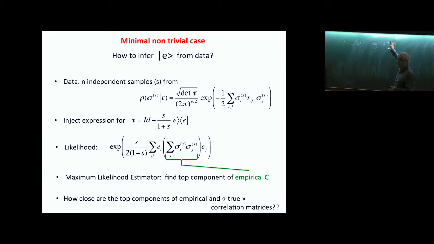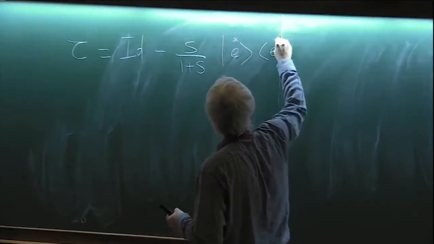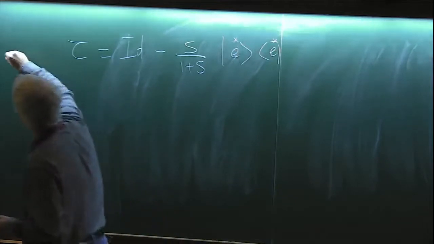So now, let me try to do a consistency framework, where I generate data from this multivariate Gaussian distribution with this particular precision matrix, where I have, for instance, E star. So I generate the data.